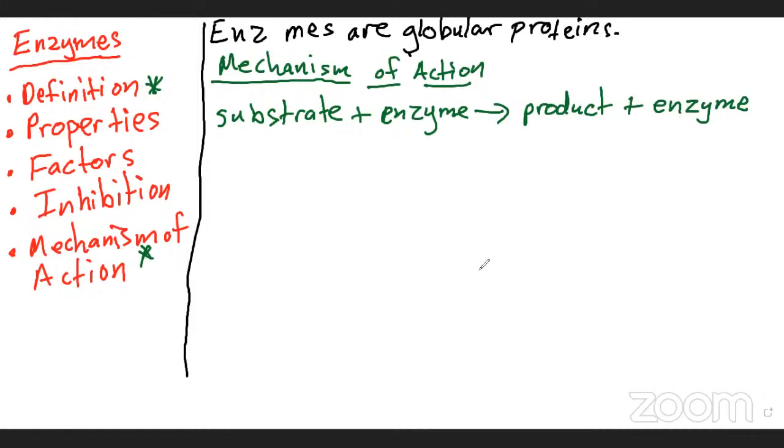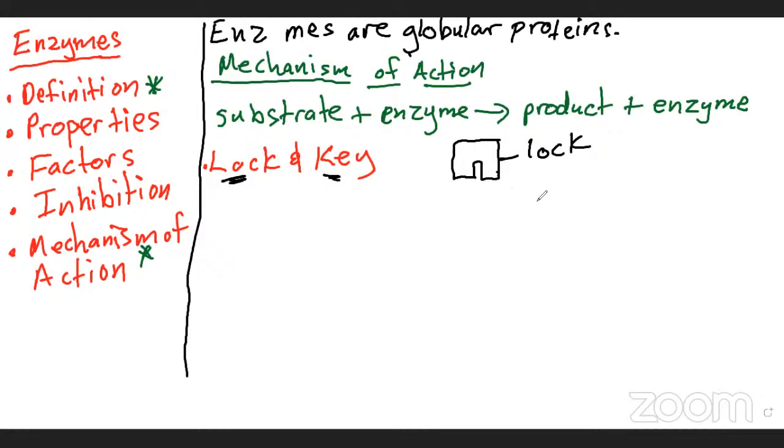The two mechanisms that you should know are the lock and key mechanism and the induced fit hypothesis. So we're going to start with lock and key. In this mechanism, as the name suggests, the enzyme is the lock. So let us say this is a lock. If we have different types of keys, let us say this is a key, this is a key, and then a key looking like that, then this would be the keyhole.